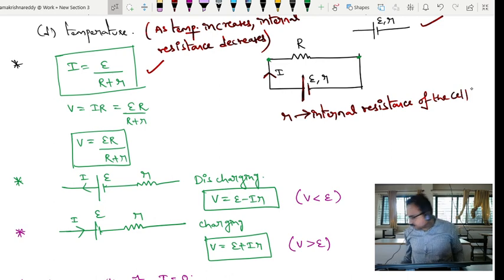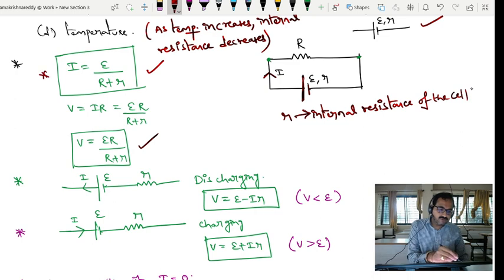Next, coming to the next one after that. What is the potential drop across that resistance? V is equal to IR only. The I value we got there, we substituted. This is one of the important formulas. Two are important formulas only.